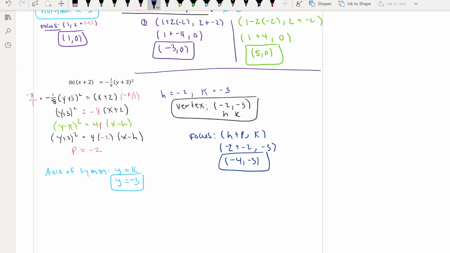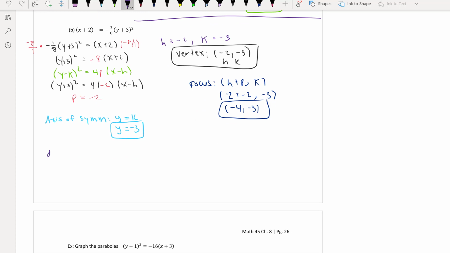Now I can think about my directrix. Maybe I'll use my directrix down here. The directrix is going to be x is equal to h minus p. So my h value is -2, and my p value is -2. So if I subtract a negative number, it becomes adding a positive number. So x is equal to -2 plus 2. So x is equal to 0. So that is going to be my directrix. X is equal to 0.